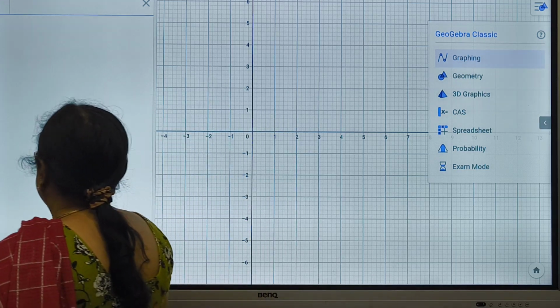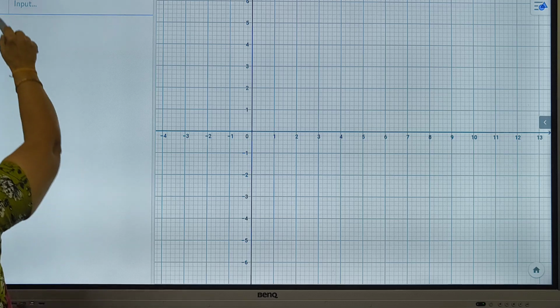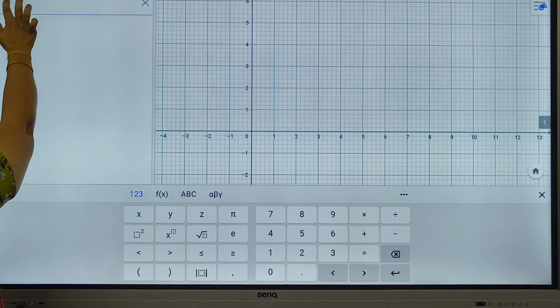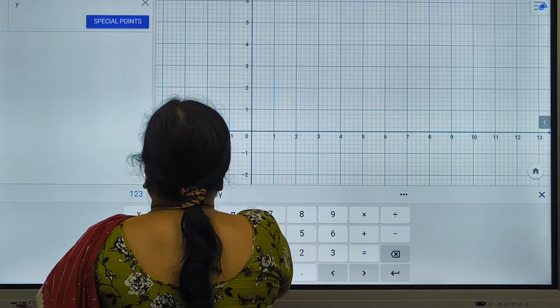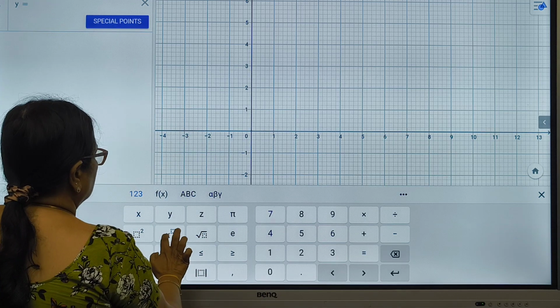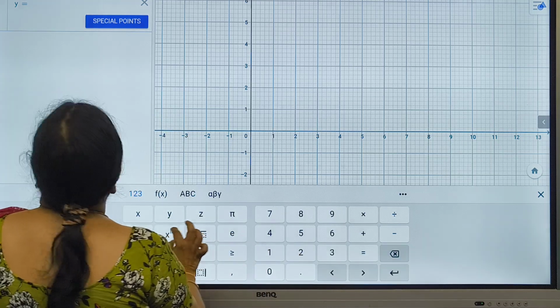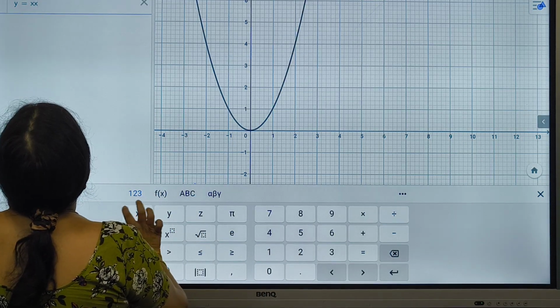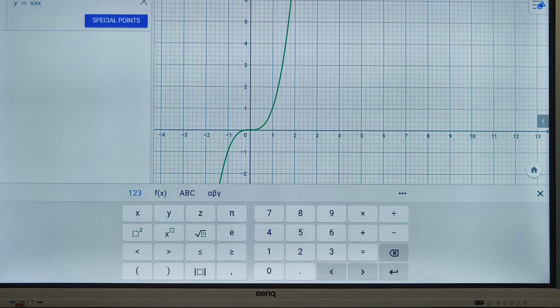Okay. Now let me look at y equal to x cube. Now look at this function. What is this function? Y equal to x cube.